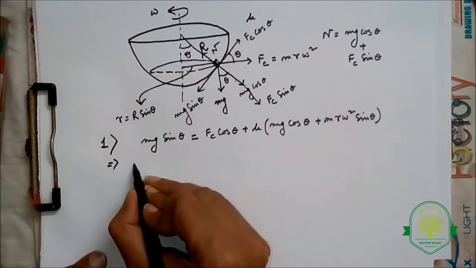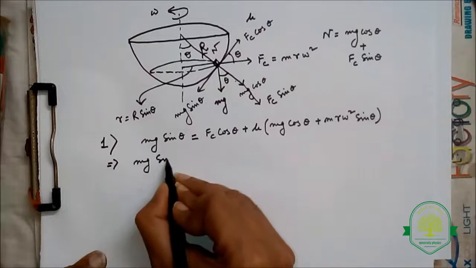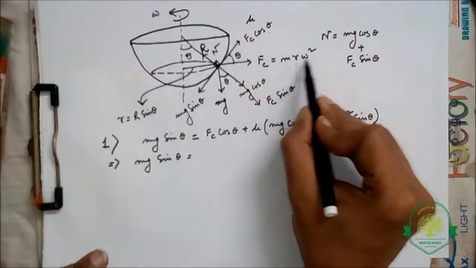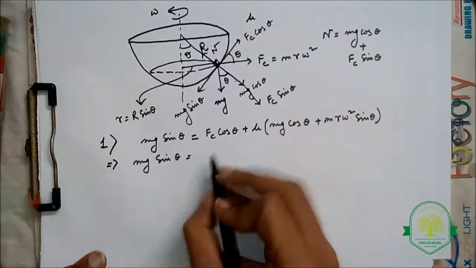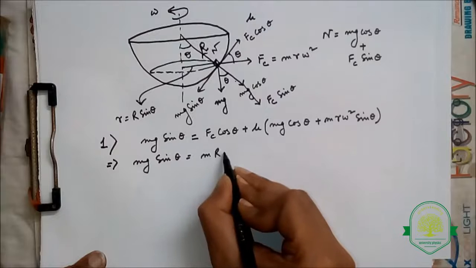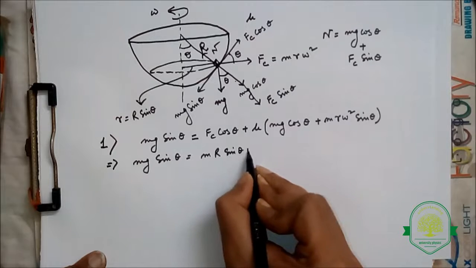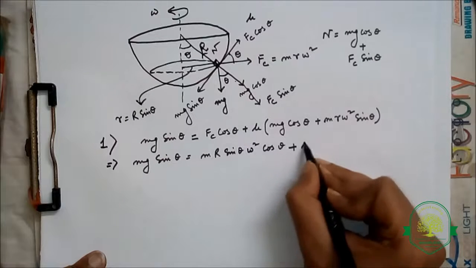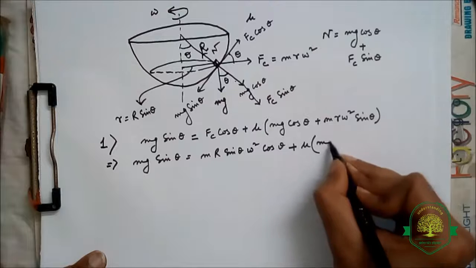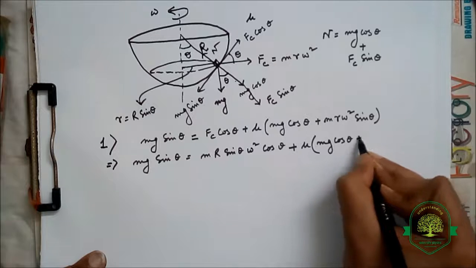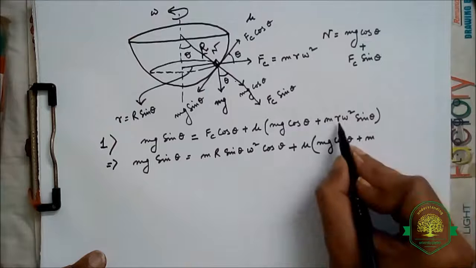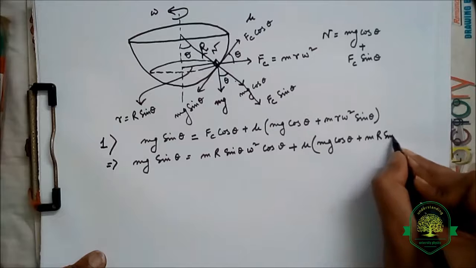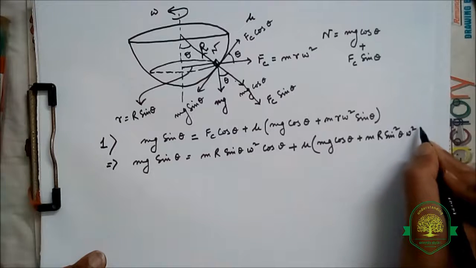If I move one step ahead, I get mg sine theta equals centrifugal force. Again, centrifugal force is m r omega squared, where small r is capital R sine theta. So m capital R sine theta omega squared, and then we have a cos theta. This is just our Fc, plus mu times normal reaction. Normal reaction is mg cos theta plus m, for small r we substitute capital R sine theta. So we get capital R sine squared theta omega squared.